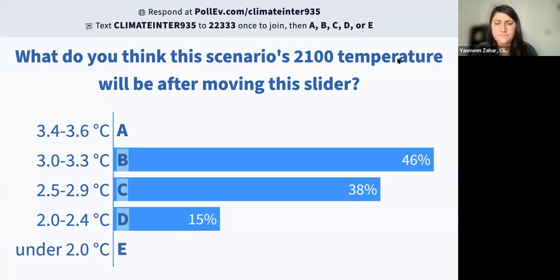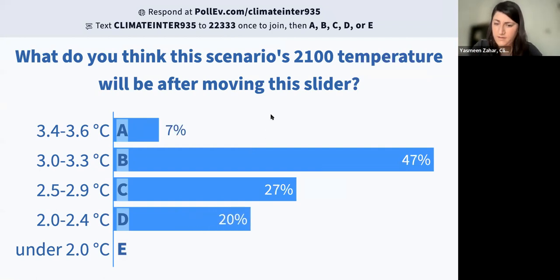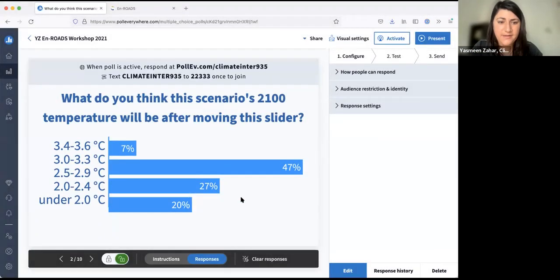Yeah, thanks everyone. So this is always a great exercise because it's a way to take a look at the impact we think that a policy might have. So thanks for those quick votes. It sounds like most people are in the camp of between 3 to 3.3 degrees. Someone thinking it might stay right around 3.4. Perfect. A few more people thinking it might get us all the way down to 2 to 2.4. Thanks, everybody.